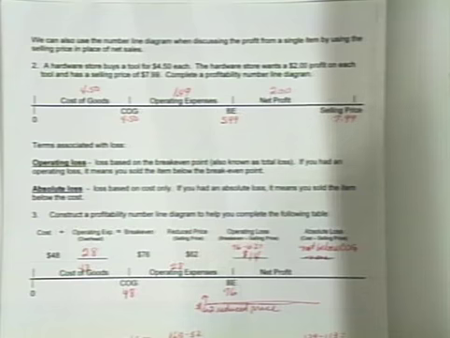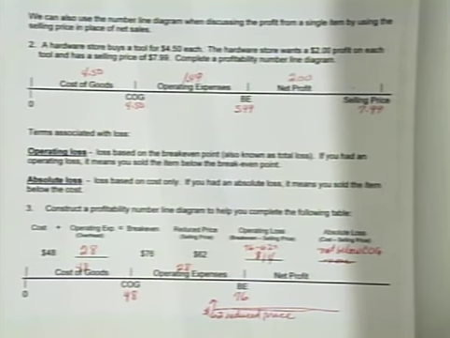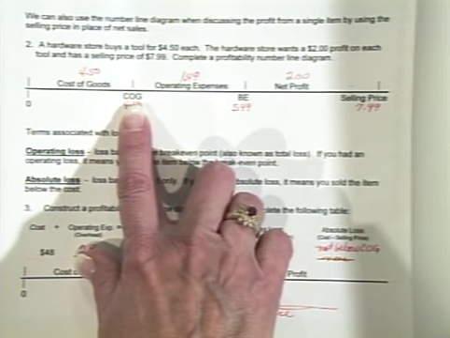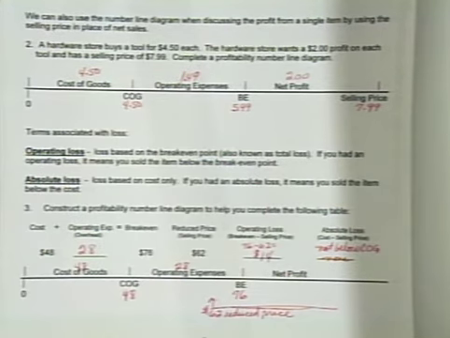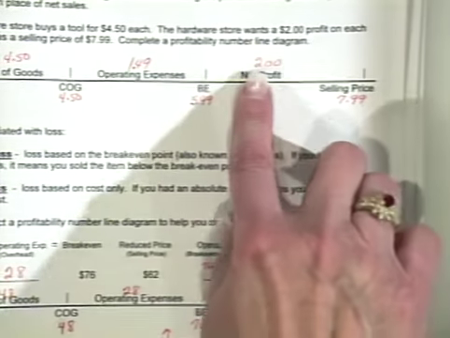So, top of the next page says that indeed you can find the profit or loss of a single item by using the selling price in place of net sales. If you read our story here, and this is a guy story, we have a hardware store, and we're buying some tool for $4.50. So under cost of goods, we're going to put $4.50. Does that make sense? Okay. Then we're going to say, I want a $2 profit. So we're going to come over here under profit and put $2.